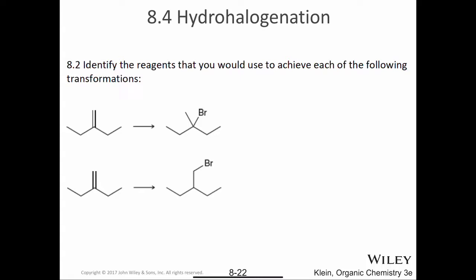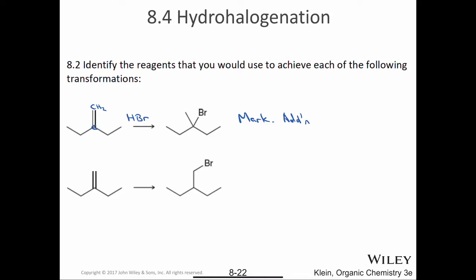Let's take a look at question 8.2. It says, identify the reagents that you would use to achieve each of the following transformations. So you can see that in both cases, I'm starting with the same alkene, and I'm doing a hydrohalogenation. I'm adding HBr to both of these molecules. But you could see in the first example that this is a Markovnikov addition. And if you're wondering why this is a Markovnikov addition, you remember the rule that the rich get richer, and this carbon has 2 hydrogens attached to it, and this carbon has no hydrogens directly attached to it. So the way that we do Markovnikov addition for the addition of HBr is just to treat the alkene with HBr. That's it. That's all.